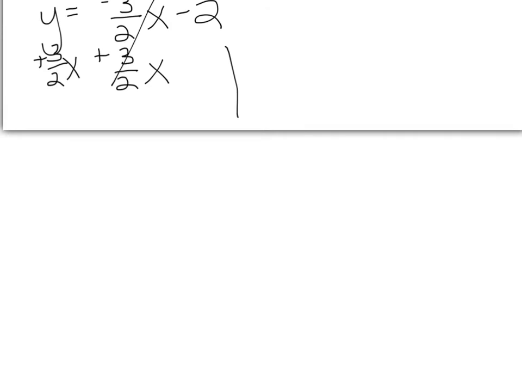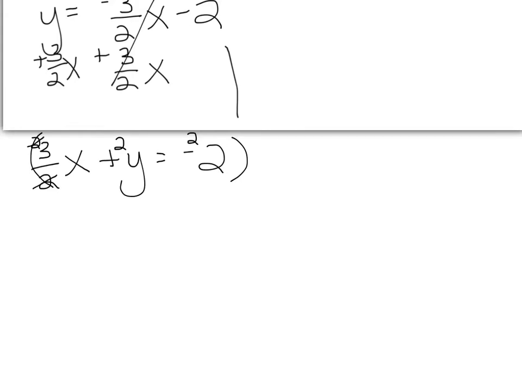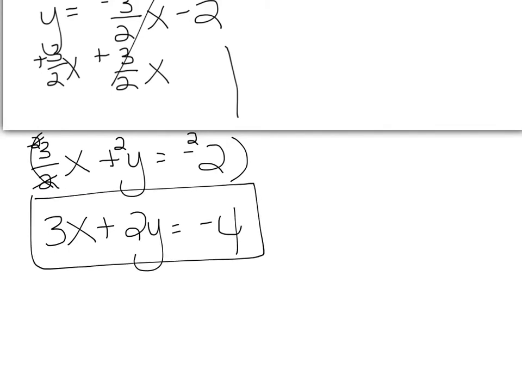Okay, so then we have 3/2 x plus y is equal to negative 2. Now we cannot have a as a fraction, so we need to multiply the entire thing by 2. So that's a 2 here, a 2 here, and a 2 here. This 2 and this 2 cancel, leaving you 3x plus 2y equals negative 4. And that is your answer in standard form.